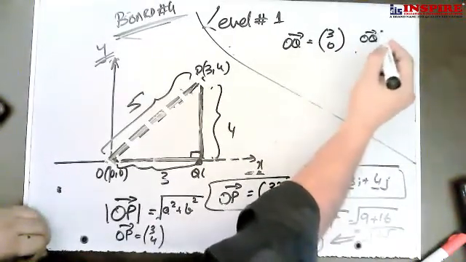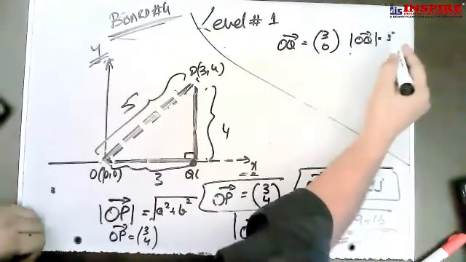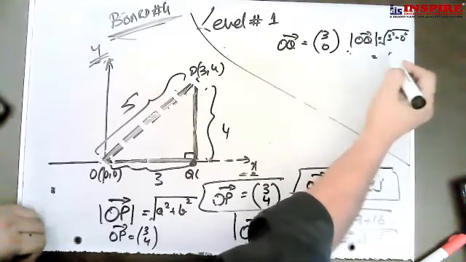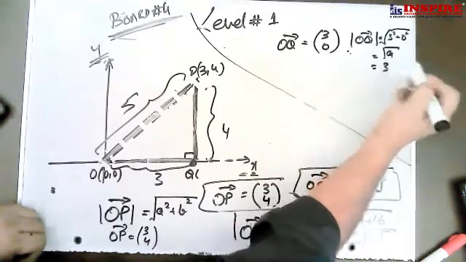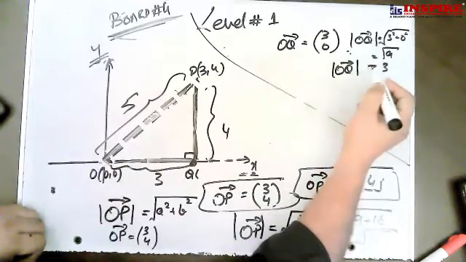Eyes on the board. Put your pens down. It's 3 squared plus 0 squared, the root. That's 9, the root is 3. So what is the magnitude of OQ? 3.